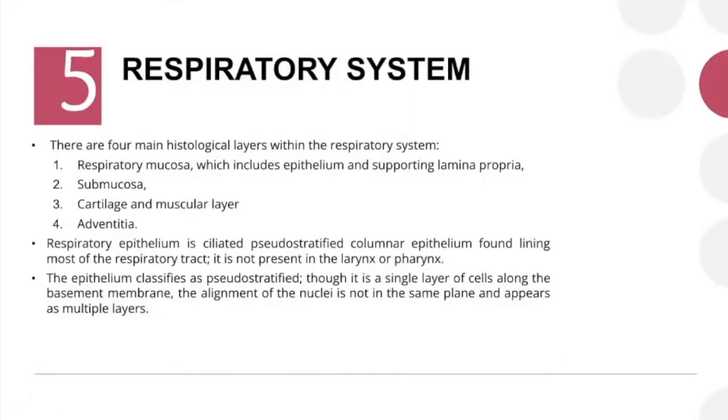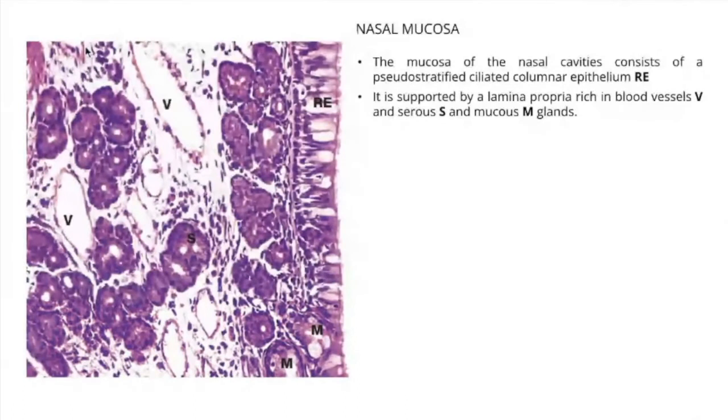And next is the respiratory system. So there are 4 main histological layers, which is the respiratory mucosa, submucosa, cartilage and muscle layer, and also adventitia is actually the other structure, the adventitia. So this is a part of the nasal mucosa. So for the mucosa of the nasal cavity consists or lining of the pseudostratified ciliated columnar epithelium.